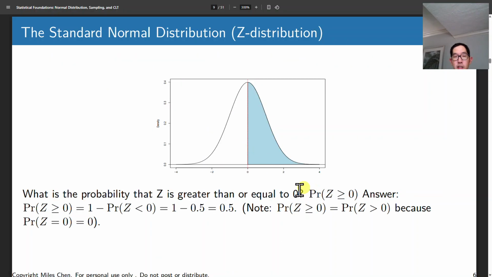Okay, and whether we use the probability that z is greater than or equal to 0 or the probability that z is greater than 0, those answers are both going to be exactly 0.5, because the probability of getting exactly 0, that is 0.00000 with infinitely many zeros, the probability of getting that exact value is 0. And so we don't have to worry about getting any exact number, right?